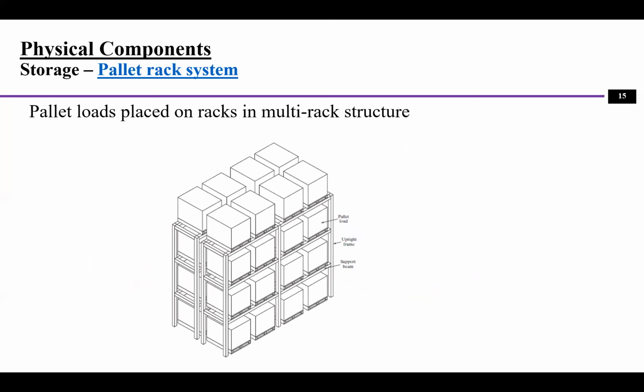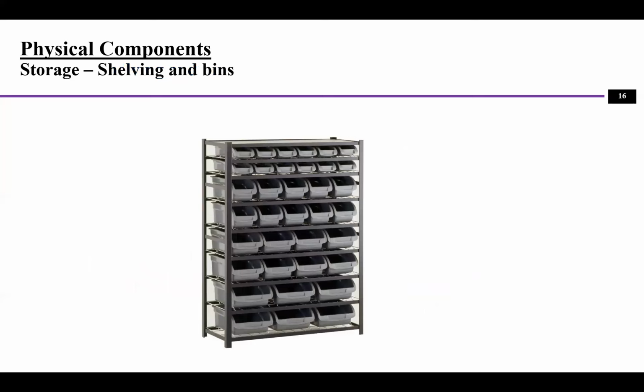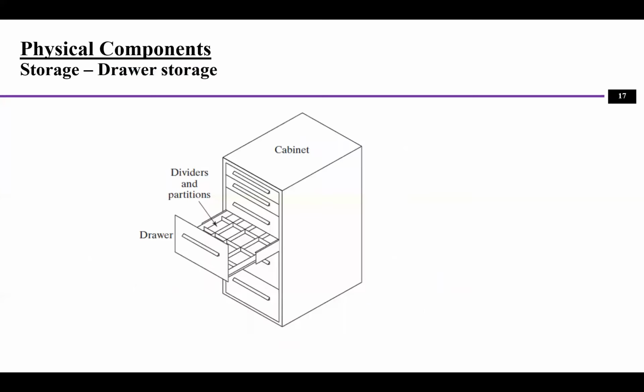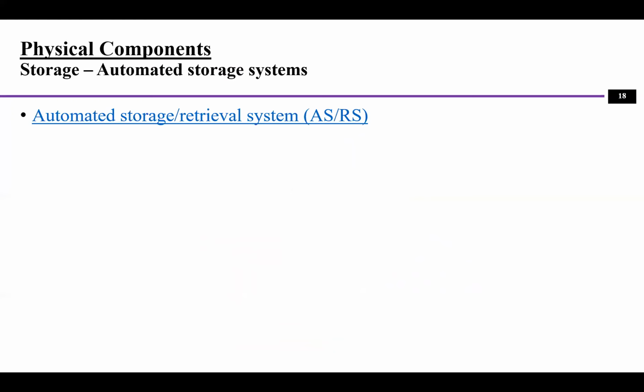Of course, you can use this rack system and shelves and bins. This has been very popular as well, and we are actually using this in our manufacturing lab. Cabinets are for some smaller tools. And if it is an automated storage system, a typical one will be ASRS, which is called automated storage and retrieval system.